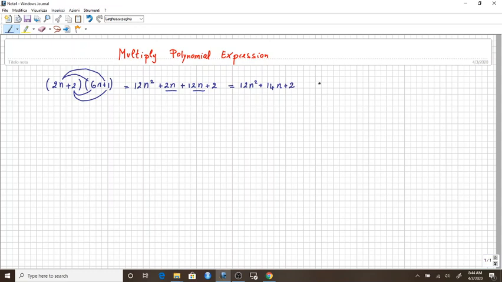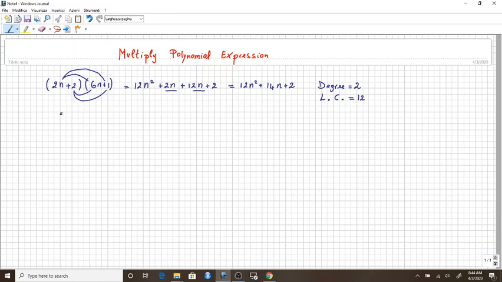So here we have a polynomial expression whose degree, which is the highest exponent, is equal to 2, and whose leading coefficient, which I'm going to abbreviate as LC, is the number in front of the highest degree term, which is equal to 12.